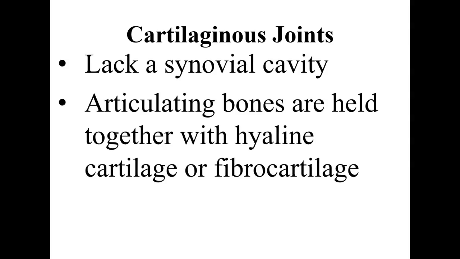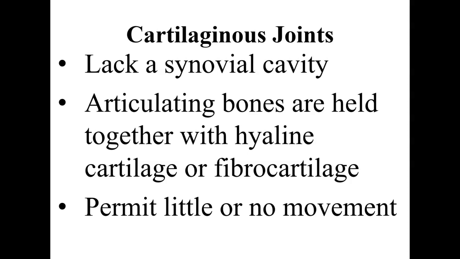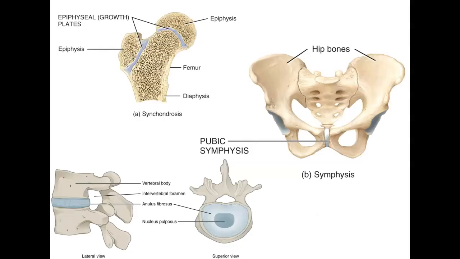We also have, as a structural classification, cartilaginous joints. Cartilaginous joints lack a synovial cavity. The articulating bones are held together with hyaline cartilage or fibrocartilage, and they permit little or no movement. Here are some examples of cartilaginous joints. The epiphyseal plate or growth plate that you learned about in the skeleton lecture is the point where in young people the bones grow. That is considered to be a cartilaginous joint.